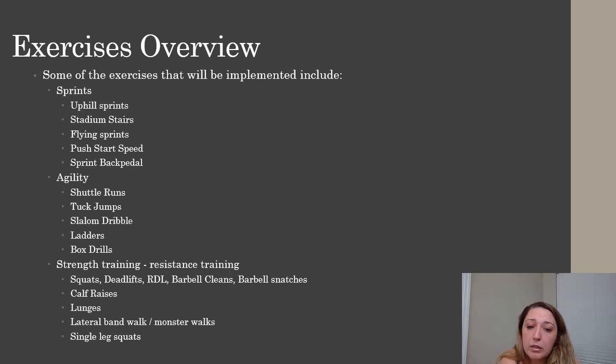And then the strength training, resistance training is going to be squats, deadlifts, RDLs, barbell cleans, barbell snatches. So Olympic lifts are in there, calf raises, lunges, lateral band walks, and single leg squats. Those are also going to be helpful because, again, it's focusing on lower body, but it includes every body part. So when we're doing a back squat, we do engage the entire posterior chain as well as the stomach for bracing the abdomen.